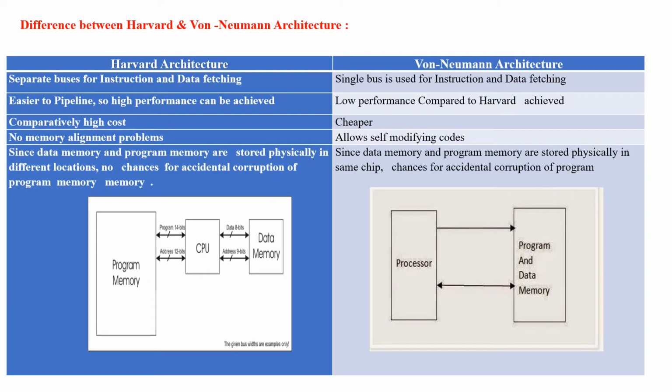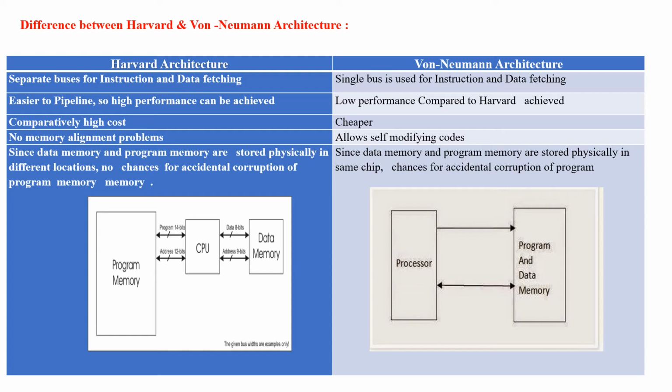Let's see the difference between the Harvard and von Neumann architecture. In case of Harvard architecture, the processor has different program memory and data memory, and therefore there are no chances for accidental corruption of program and data. Harvard architecture uses separate buses for instruction and data fetching. Hence, the pipeline gets easier and the system performance is enhanced. Cost of Harvard architecture is high. Generally, PIC microcontroller refers to Harvard architecture.